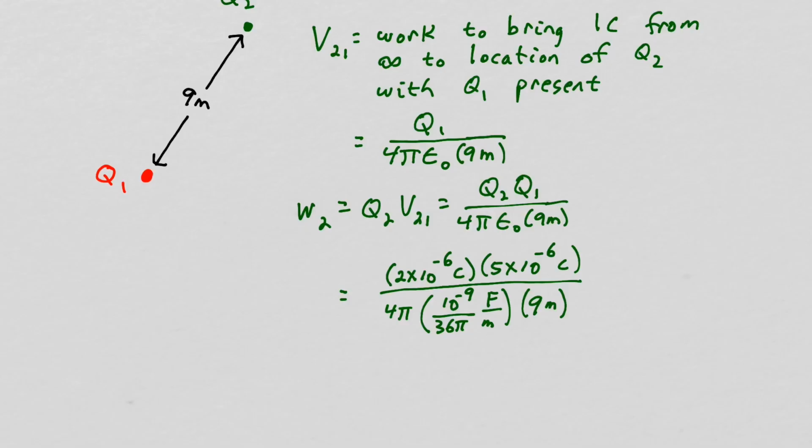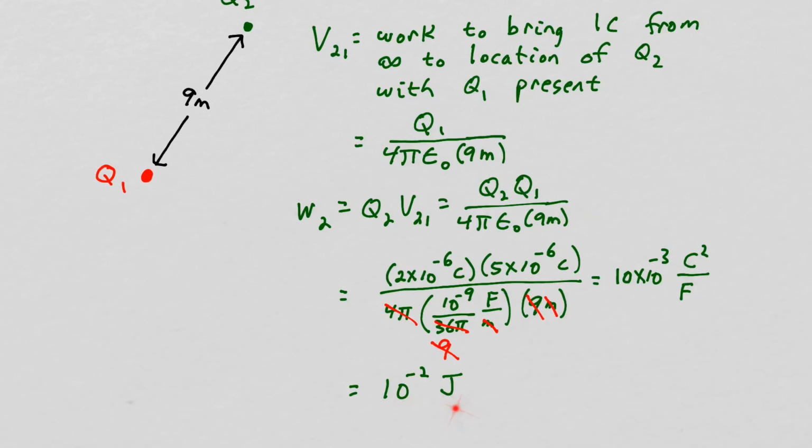These meters cancel. 4 pi over 36 pi is 9, and these 9s cancel. 2 times 5 is 10. We have a 10 to the minus 12 over 10 to the minus 9, so that leaves a 10 to the minus 3, and we have coulombs squared over farads. So the work is 10 to the minus 2 joules.